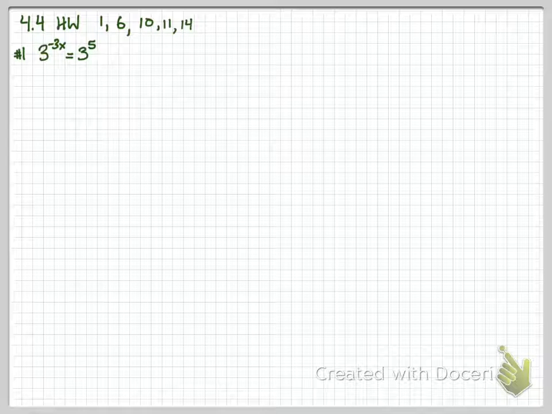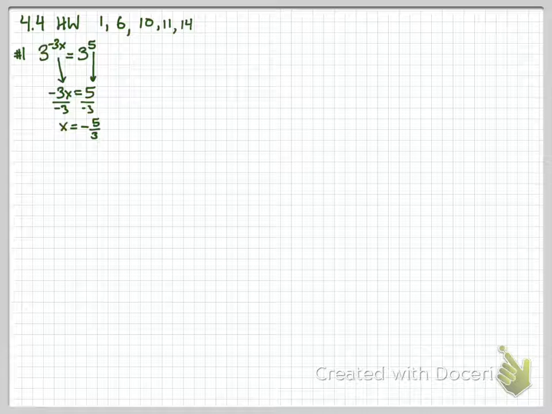The left side is equal to the right side. Our bases are the same, so it must be the exponents that we have to figure out. So I'm going to take the exponents. I'm not canceling out the base of 3 and 3. I'm just taking the exponents because those are the parts that we must make equal and solve for. So negative 3x equals 5. Divide by negative 3 like normal. That must mean our x is equal to negative 5 over 3.